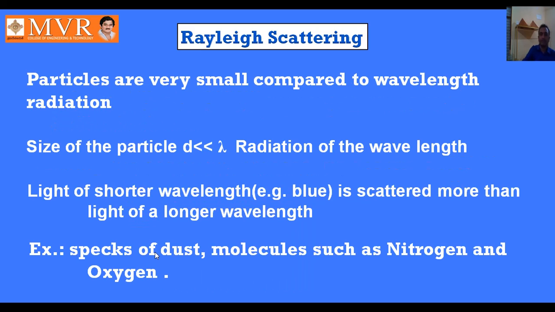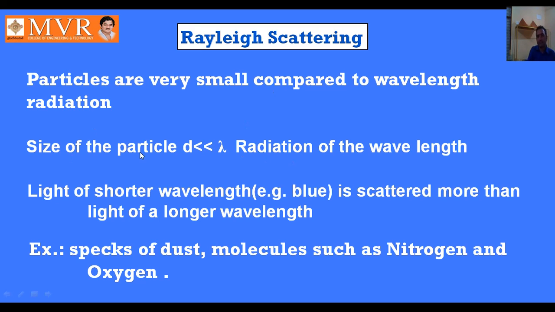Okay. Then, Rayleigh scattering is very important. Particles are very small. Here are two terminologies: one is particle size, the second is incident wavelength. This whole concept depends upon these two: particle size and wavelength of radiation. If the particle size is very small compared to the incident radiation wavelength, in this case Rayleigh scattering occurs.